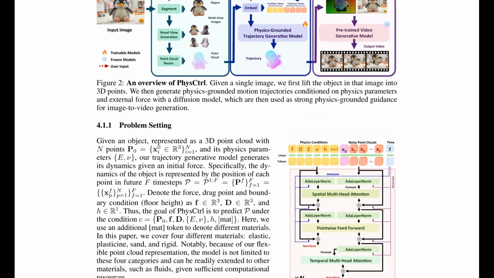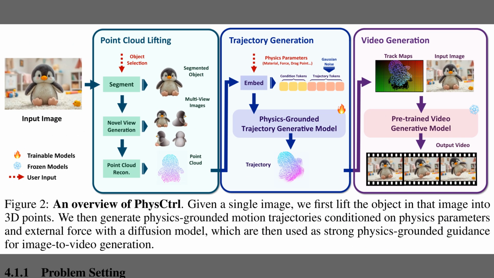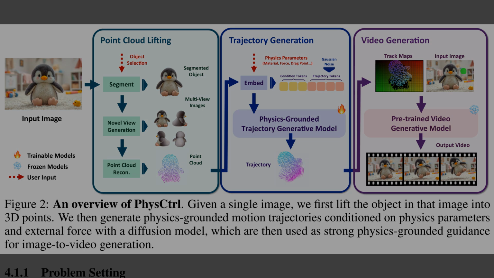Well, Figure 2 shows the full pipeline, which connects point cloud lifting, trajectory generation, and video synthesis. The left panel converts a single image into a 3D point cloud that can drive motion. The middle panel predicts point trajectories using a conditional diffusion model controlled by physics parameters and a force, where a drag point means the location where the push is applied. The right panel turns those trajectories into a video using a pre-trained generator.